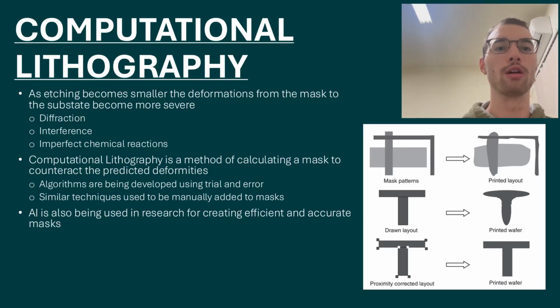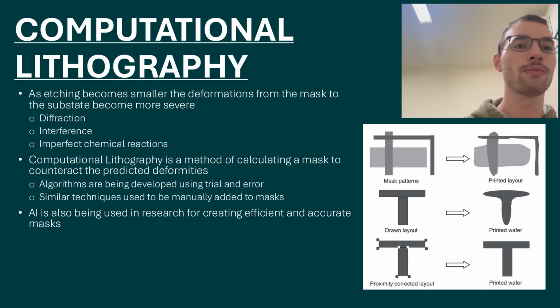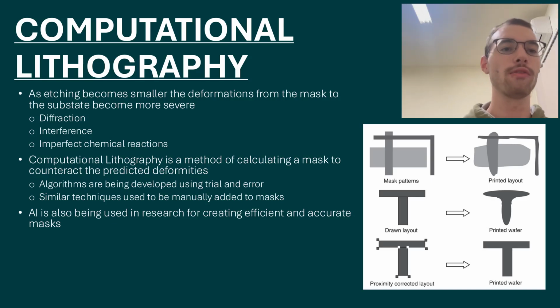In computational lithography, as etching becomes smaller, the deformations from the mask to the substrate become more severe. Many causes of this are diffraction, interference, and imperfect chemical reactions. Computational lithography is a method of calculating a mask to counteract the predicted deformities. Algorithms are being developed using trial and error. AI is also being used heavily in research for creating effective and efficient masks.